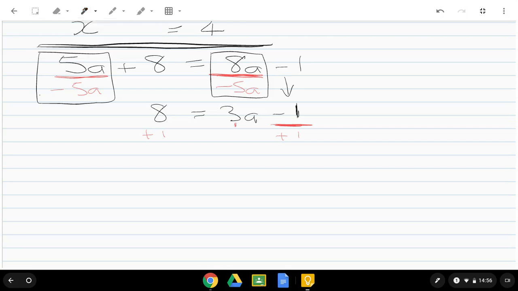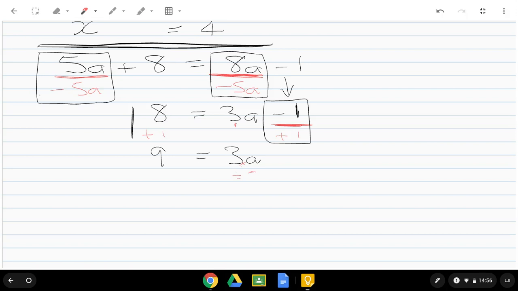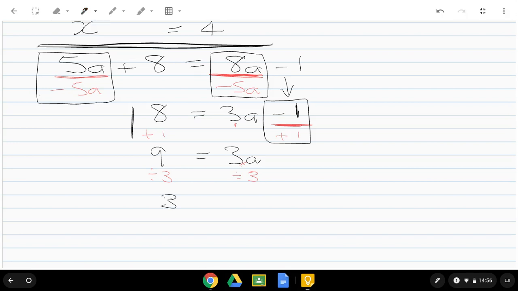And that gives me 8 plus 1 on the left, which is 9. 9 equals, now I've got 3a, and my minus 1 and plus 1 eliminates the 1. So I'm left with 9 equals 3a. So at this point, we know this is 3 times a, so I'd need to divide both sides by 3. That's a divide. So now I've got 9 divided by 3 is 3, and 3a divided by 3 is a.